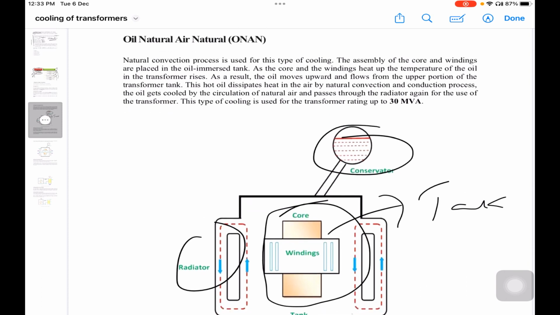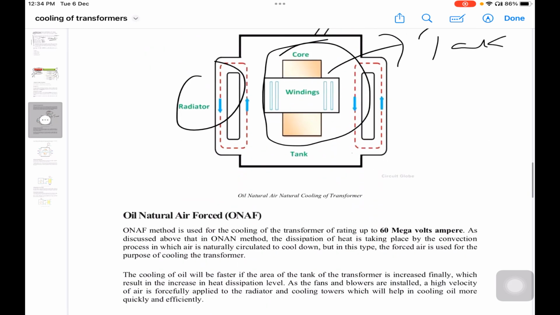As the core and the windings get heated up, the temperature of the oil in the transformer generally rises. As a result of that, the oil moves upwards. You can see the oil moves upwards and flows from the upper portion of the transformer tank. Because of this, hot oil dissipates heat into the air by natural convection and conduction, and the oil gets cooled by the circulation of natural air and is passed on to the radiator again for use by the transformer. This cooling technique is very much useful up to 30 MVA.